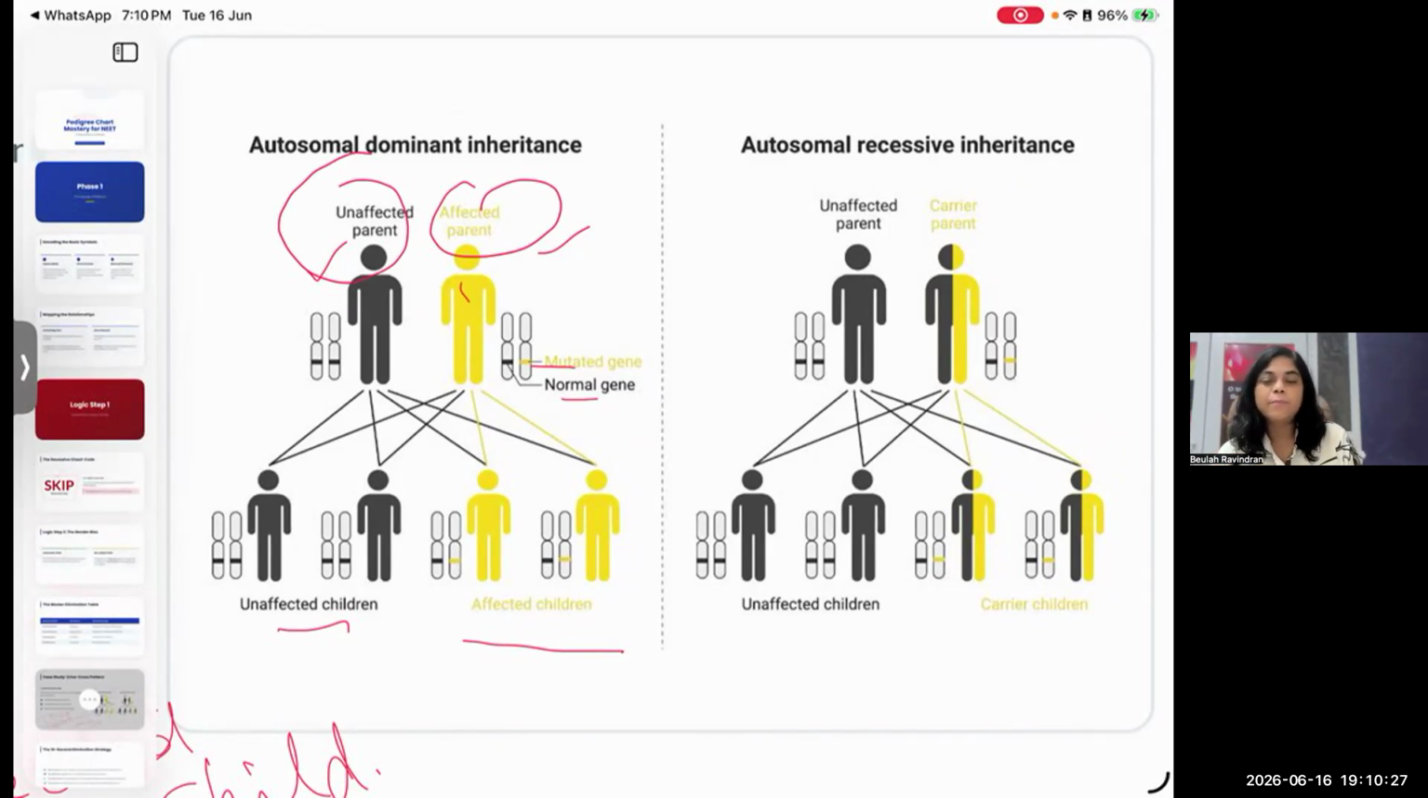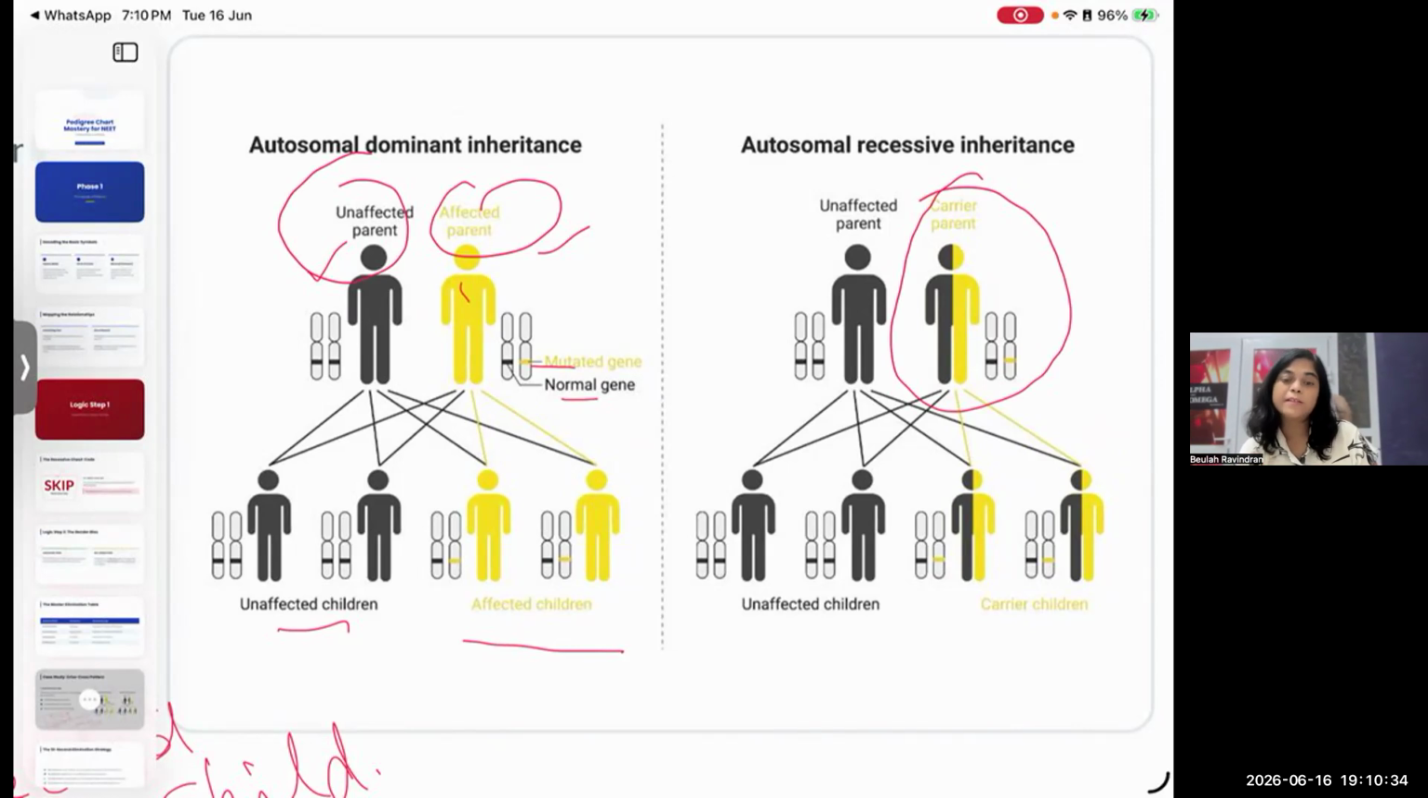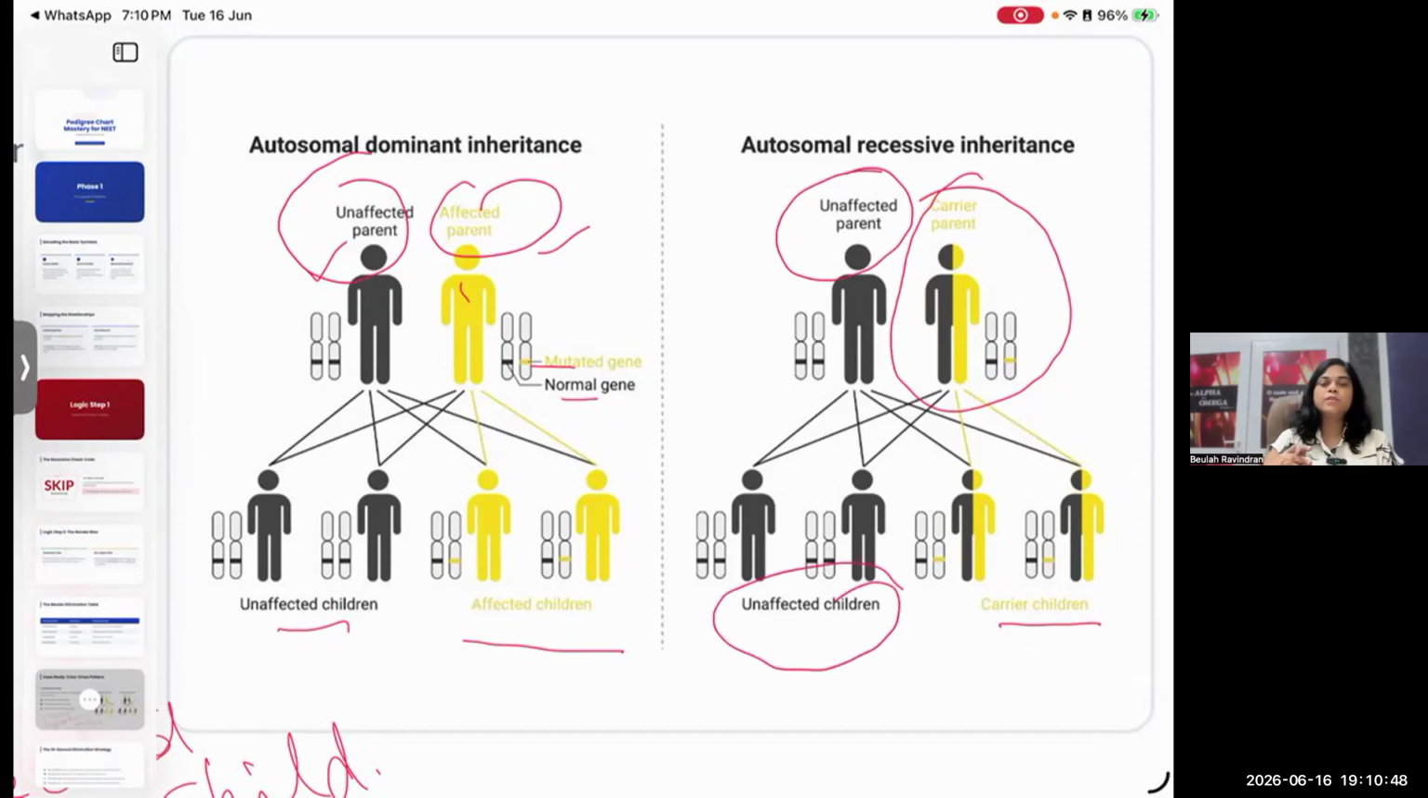Autosomal recessive is where the parents are the secret carriers. This carrier parent produces carrier children. There also you might have seen an unaffected parent producing unaffected children. So this is what has happened. The parents are looking very normal, but they are carrying the recessive trait in a secret way.